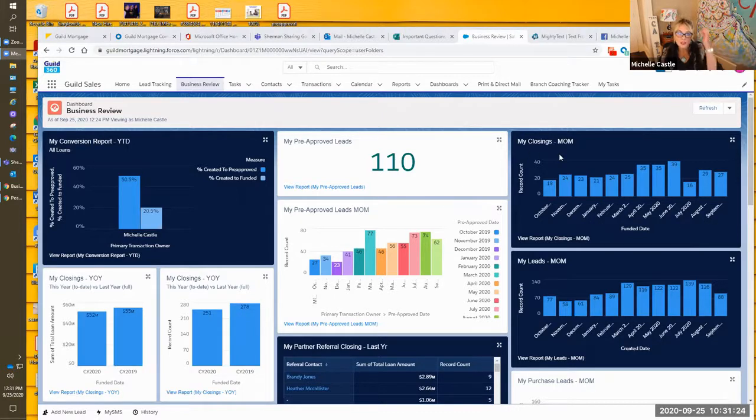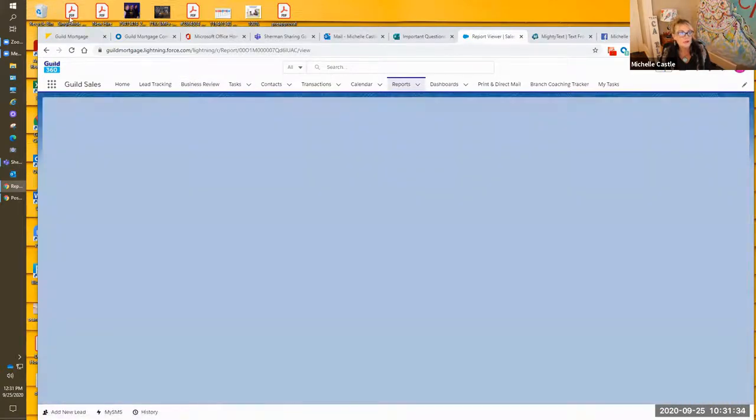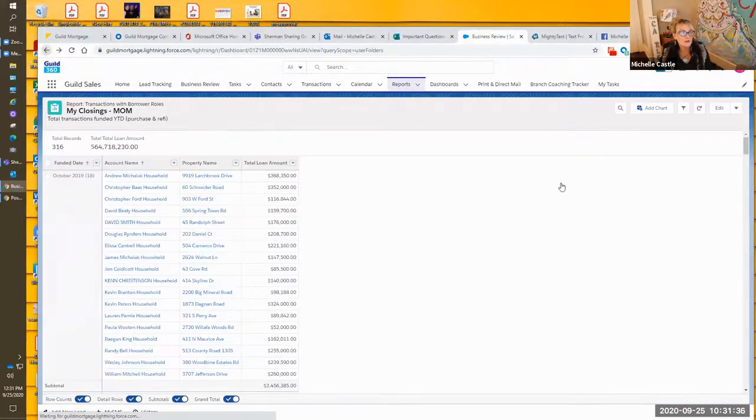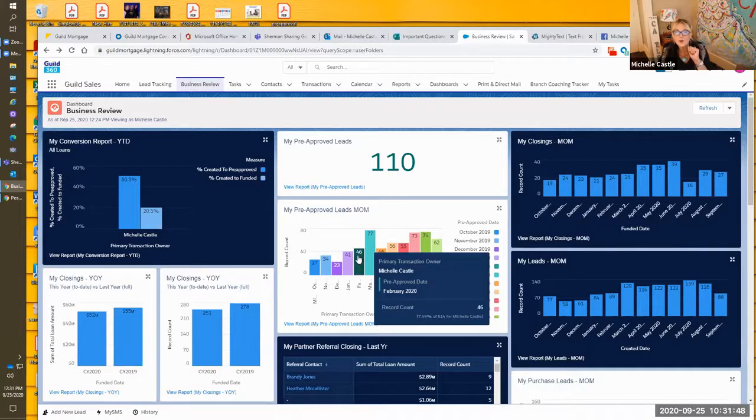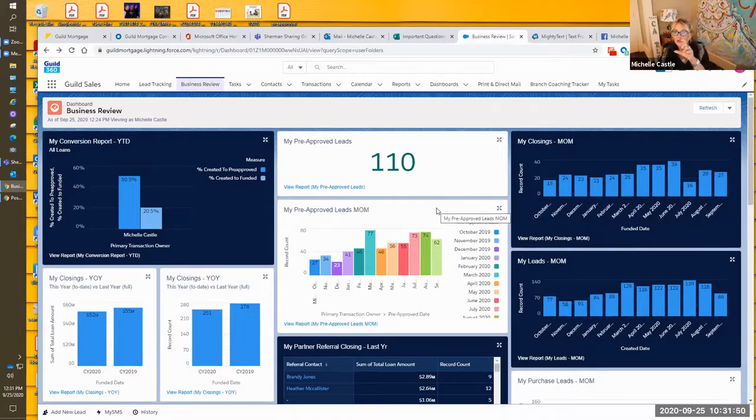Now, this is going to track your closings month over month. Now, I am pretty darn sure this is only tracking the purchases. Actually, for the sake of time, it says purchase and refinance, but I don't think that's correct. Anyway, you probably ought to edit that part out. So skip all of that.